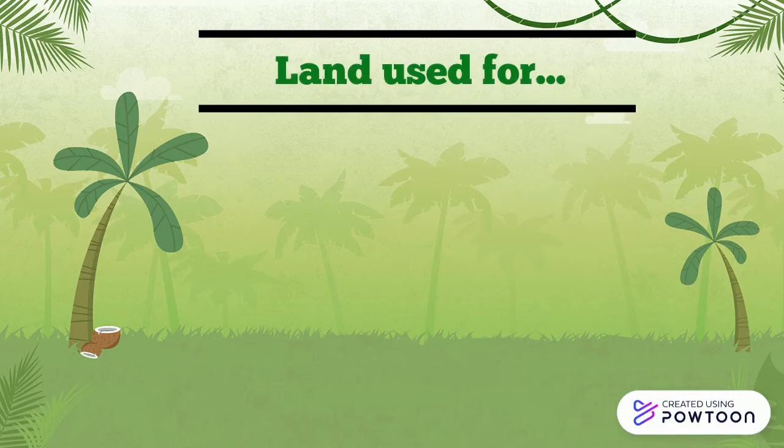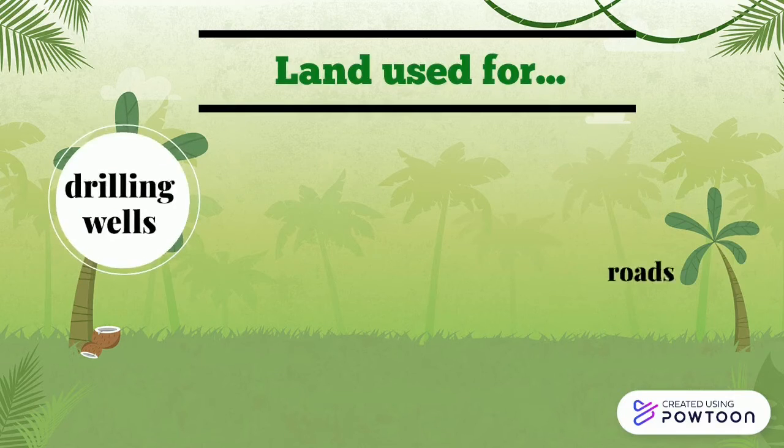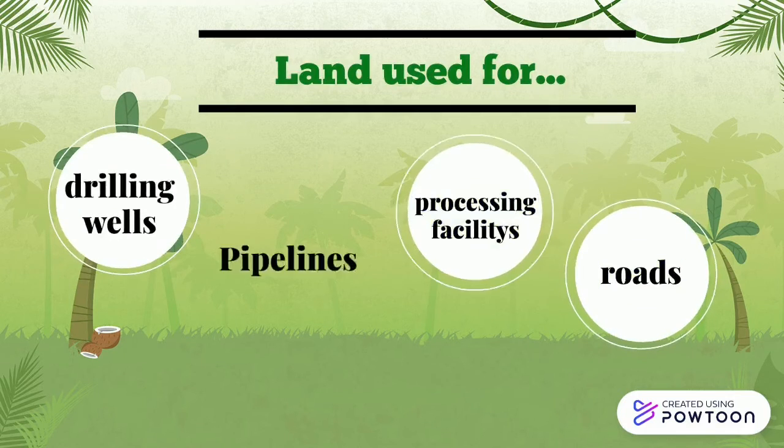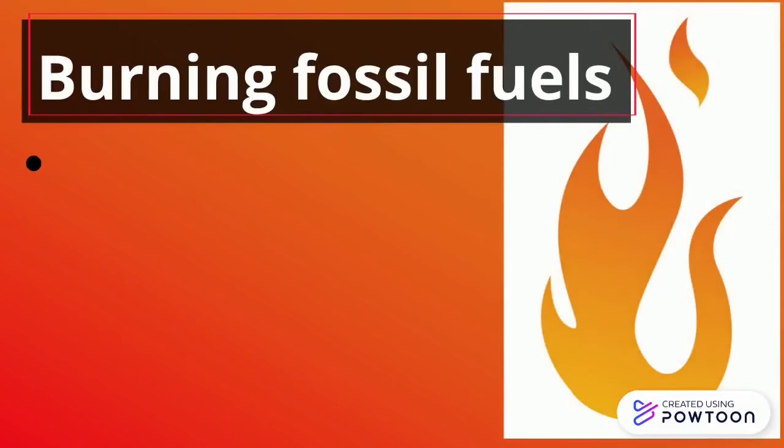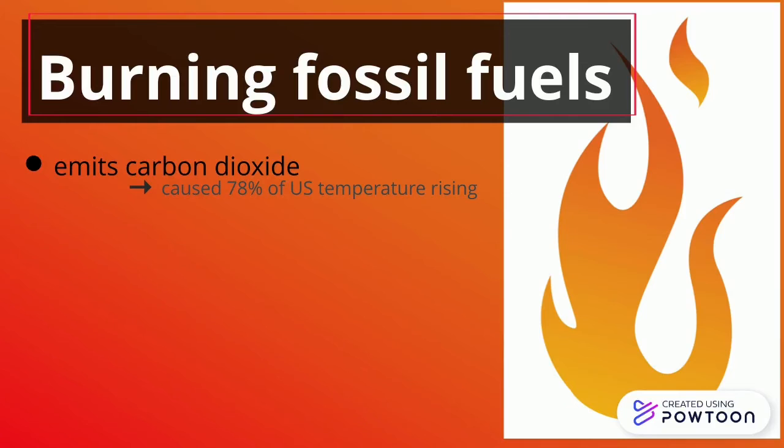Additionally, the wildlife decreases because of the large amounts of land that is disturbed for drilling wells, roads, processing facilities, and pipelines. Furthermore, fossil fuels have a serious impact on the environment when they are burned. Burning fossil fuels emits carbon dioxide and other air pollutants. Let's not forget that carbon dioxide causes 78% of the temperature rising in the US. In the end, the use of fossil fuels contributes almost 30% to the US global warming emissions.